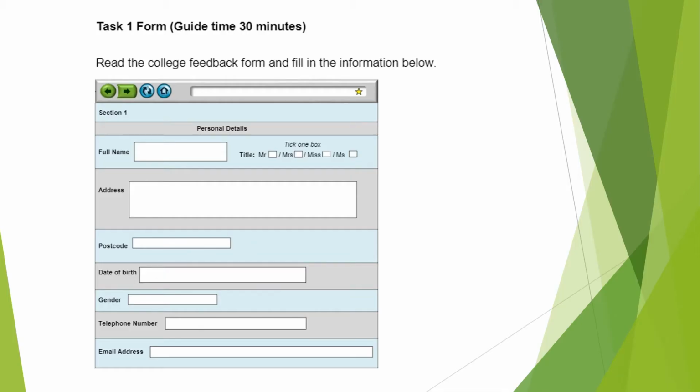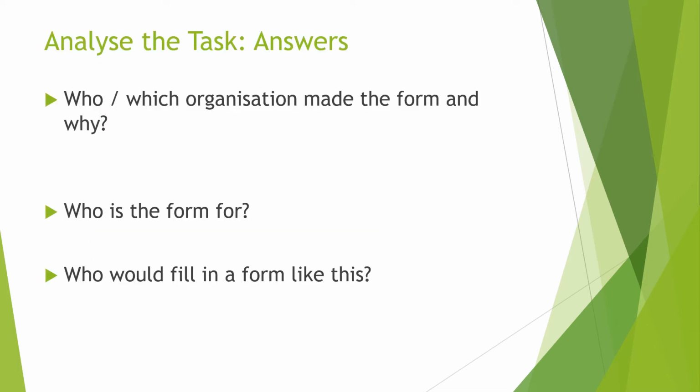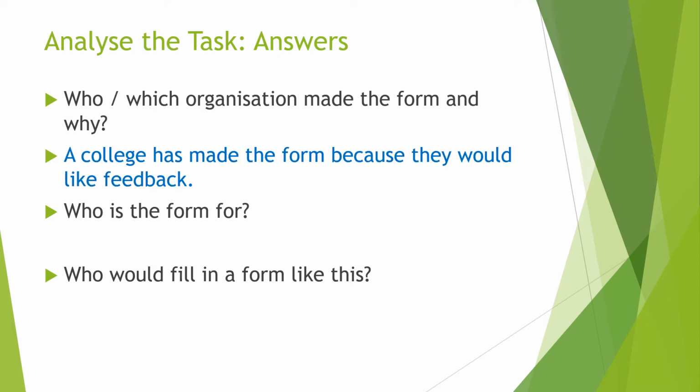This is an example of an Ascentis Task 1 form. It's the first page. Begin by reading the instructions carefully. This form says, read the college feedback form and fill in the information below. The keywords are that it's a college feedback form. So when answering the question, who or which organisation made the form and why, it said it was a college feedback form, so probably a college has made the form because they would like feedback.